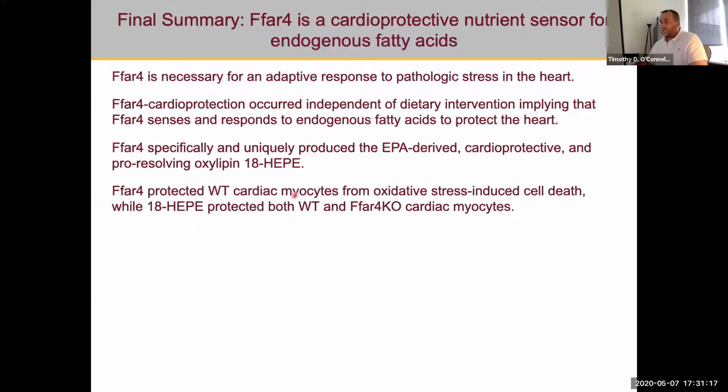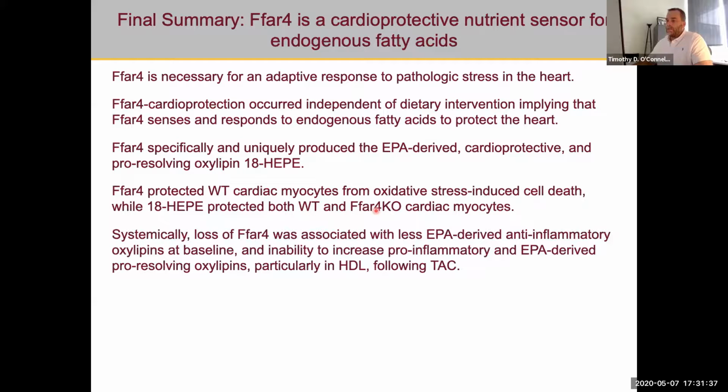Mechanistically, we saw that FFAR4 protected wild-type cardiac myocytes from oxidative stress-induced cell death, and 18-HEPE protected both the wild-type and KO, suggesting a mechanistic link between FFAR4, production of 18-HEPE, and cytoprotection. And the absence of this protective signaling pathway may have contributed to the worse remodeling we saw in the KO post-TAC. Systemically, the loss of FFAR4 was associated with less EPA-derived anti-inflammatory oxylipins at baseline, and inability to increase pro-inflammatory and EPA-derived pro-resolving oxylipins, particularly in HDL, following TAC.